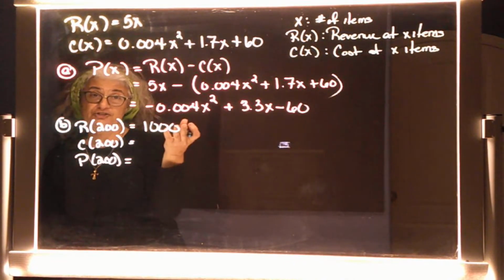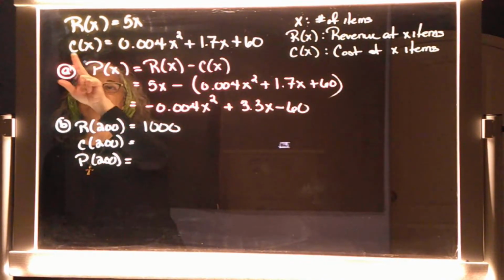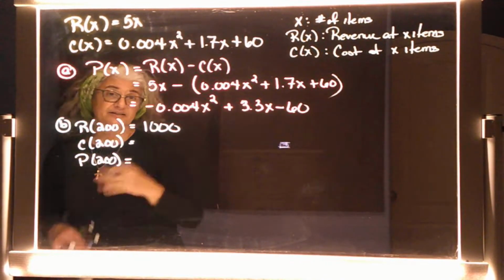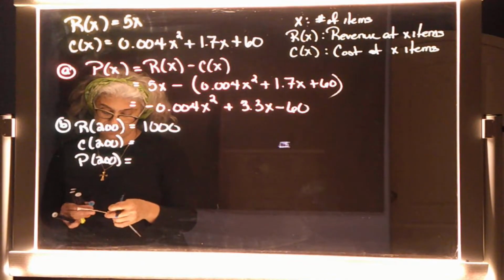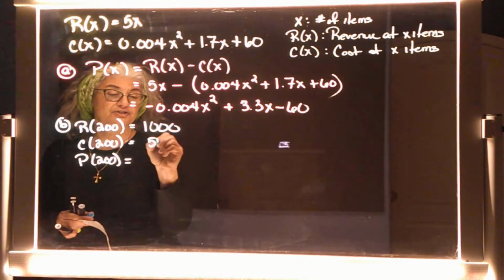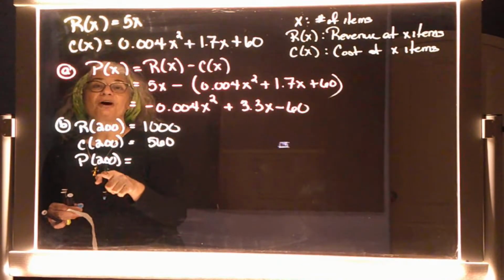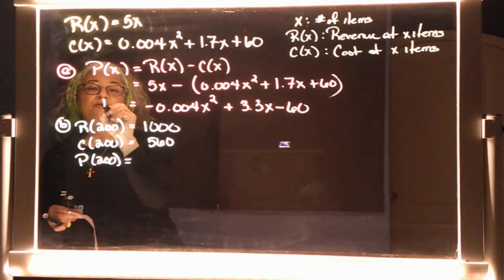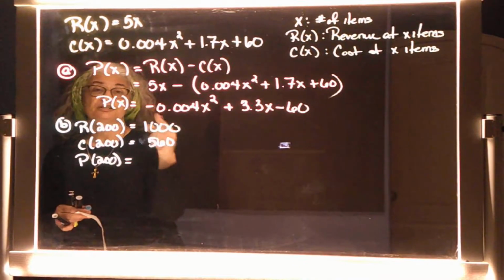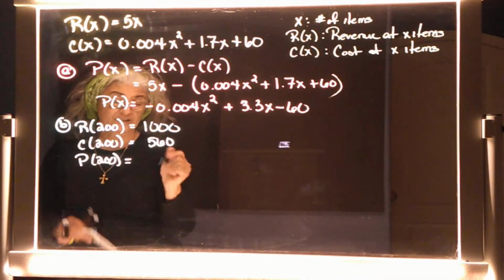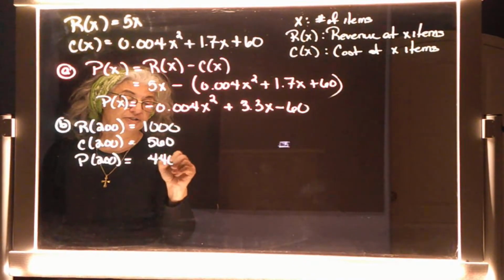So I got 1,000, did you? C of 200, the cost at 200 items, because that's what that represents. I got 560. Did you? Good. And then the profit at 200 items. Remember, this is our profit function. What'd you get? Good. I got the same thing, 440.